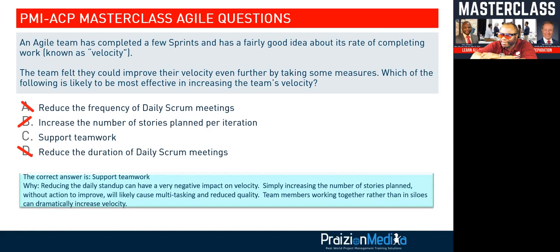So let's read the rationale Roy put here. Reducing the daily stand-up can have a very negative impact on velocity. Simply increasing the number of stories planned without action to improve will likely cause multitasking, as Roy said, and reduce quality. And team members working together rather than in silos can dramatically increase velocity.